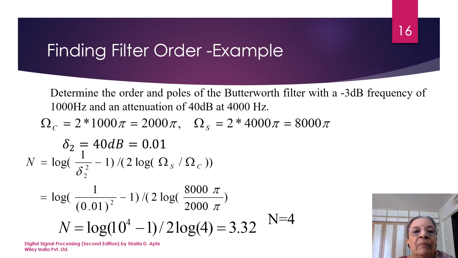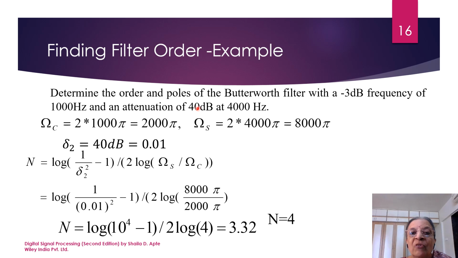So let us see how to find the filter order. Let us consider one example so that it will be easy to understand. Determine the order and poles of the Butterworth filter with minus 3 dB frequency as 1000 Hz and an attenuation of 40 dB at 4000 Hz. So the cutoff frequency is 1000, the stop band frequency is 4000, and at the stop band the attenuation is specified as 40 dB.